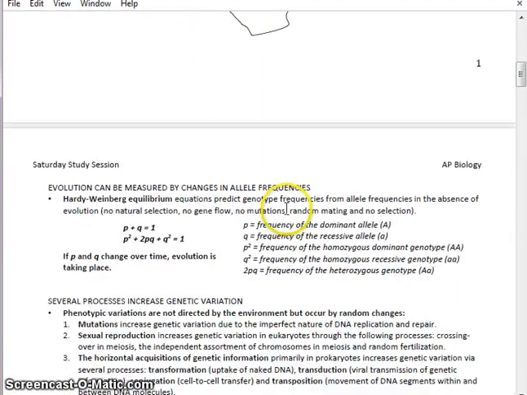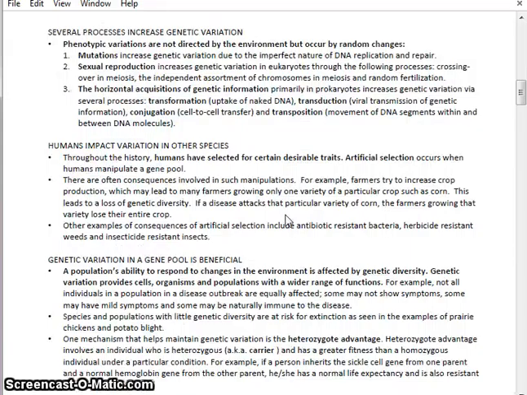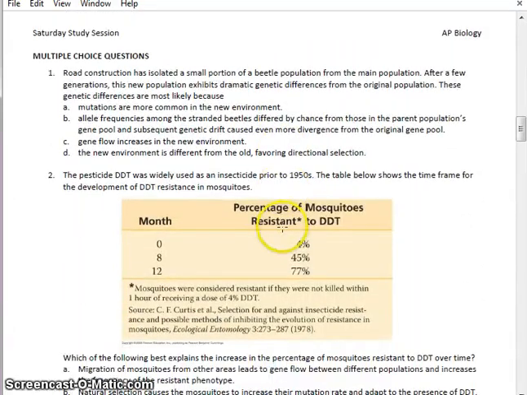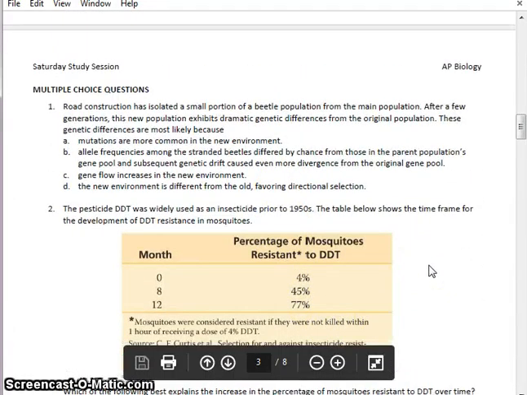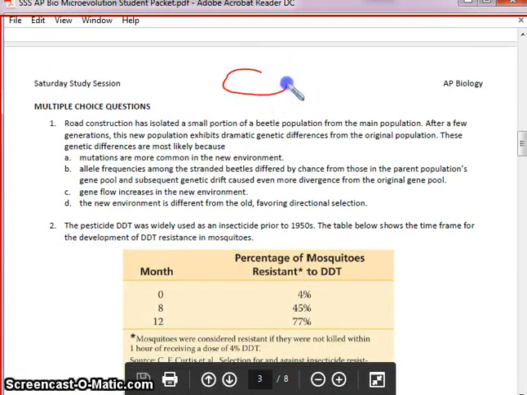Let's go ahead and look at question number 1 on here. It says, road construction has isolated a small portion of the beetle population from the main population. So the first thing you should recognize is that there was a population here. Some type of fragmentation has happened, so that now we have side A and side B. We have a small population over here, and it refers to this as a small portion. After a few generations, this new population exhibits dramatic genetic differences from the original one. These genetic differences are most likely because of what?